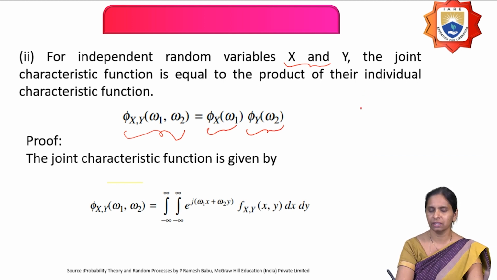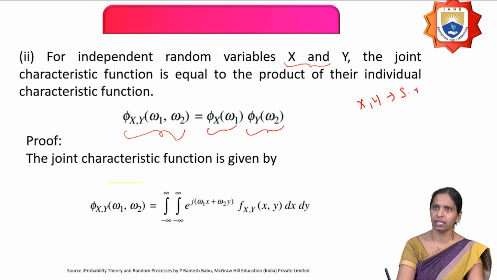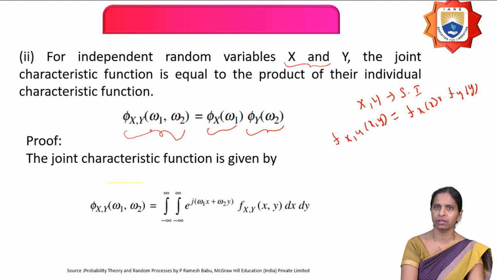So, already we have seen that if two random variables x and y are statistically independent, then the joint density function of the two random variables is equal to the product of their marginal density functions. Similarly, you can write down that if x and y are two independent random variables, then the joint characteristic function is equal to the product of their marginal characteristic functions, of x, and here this is of random variable y.